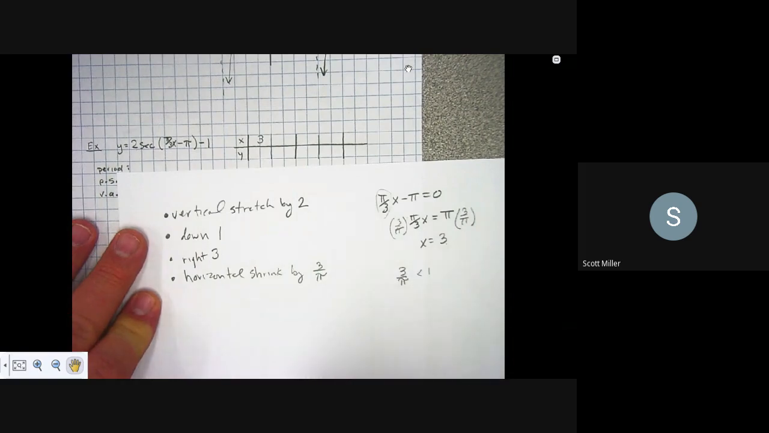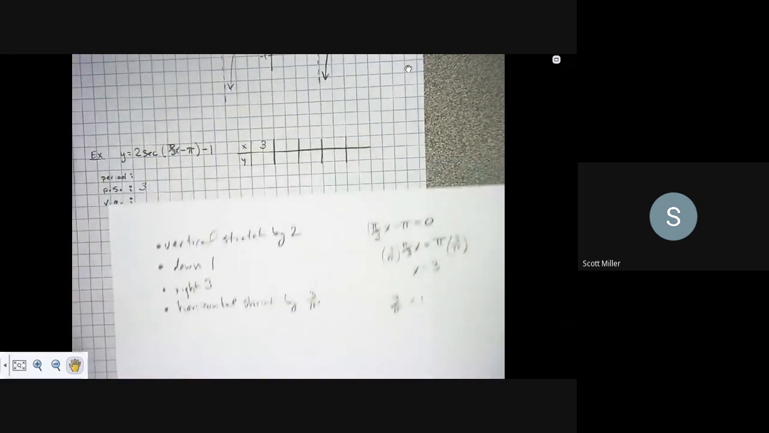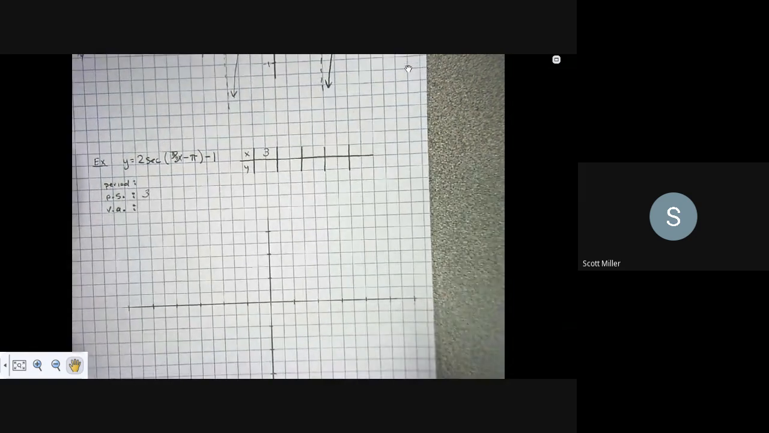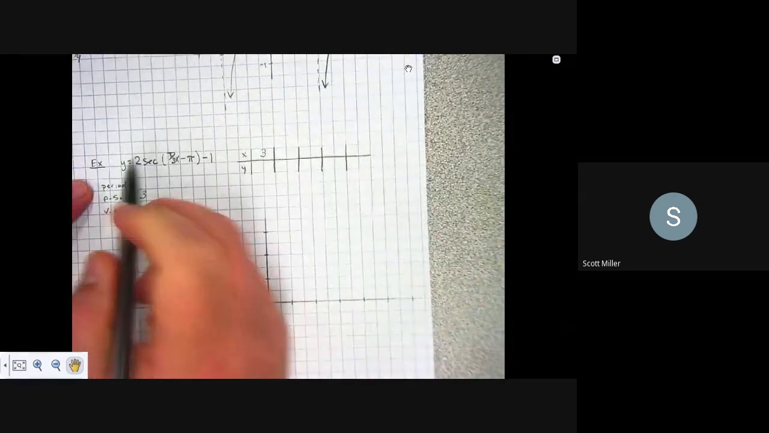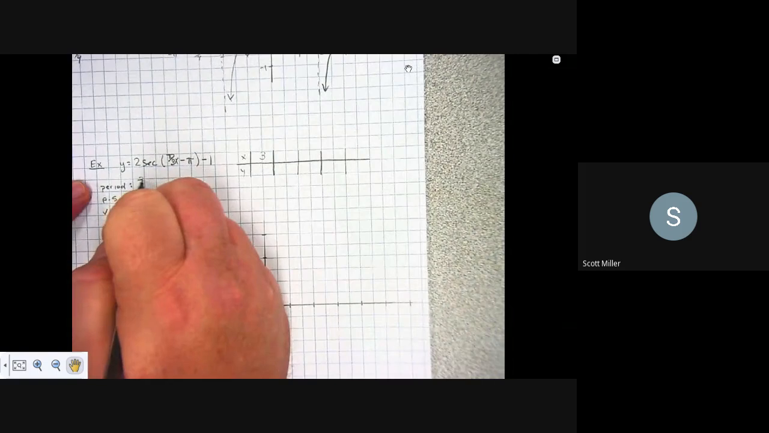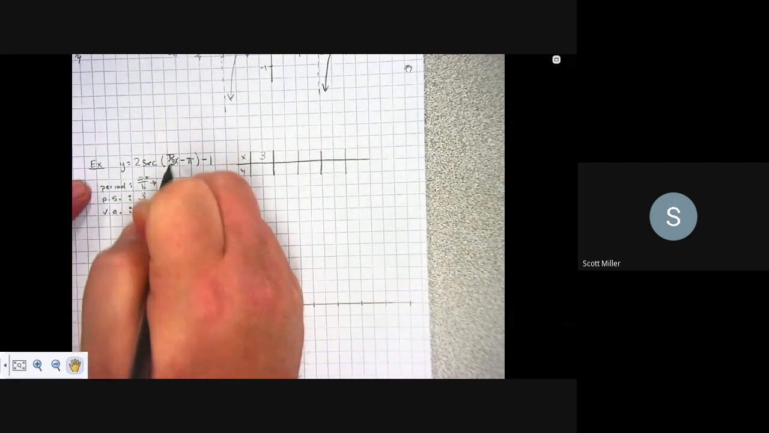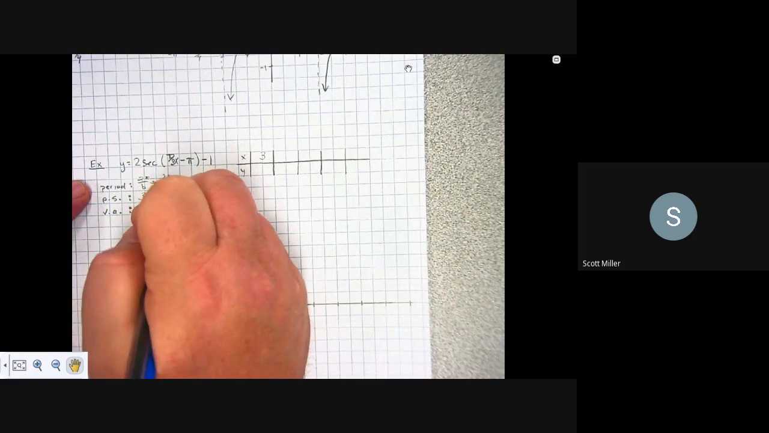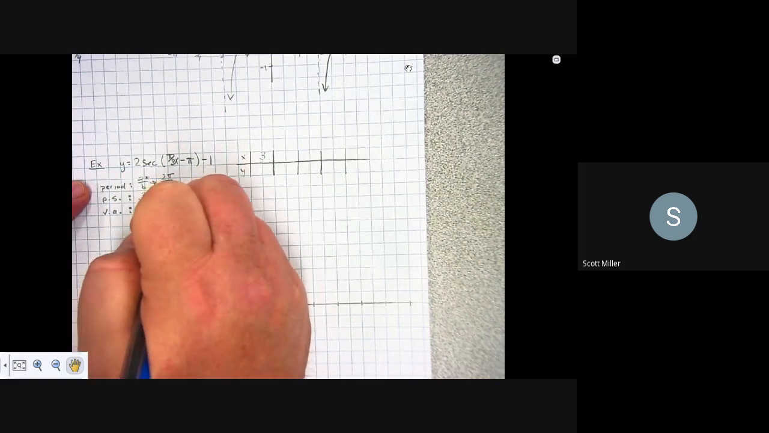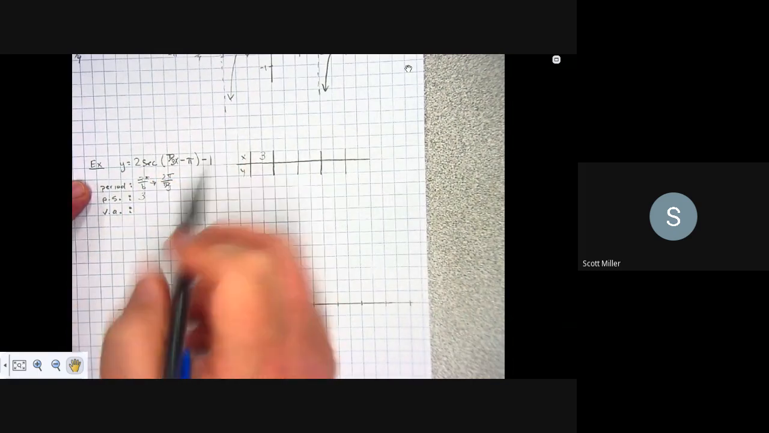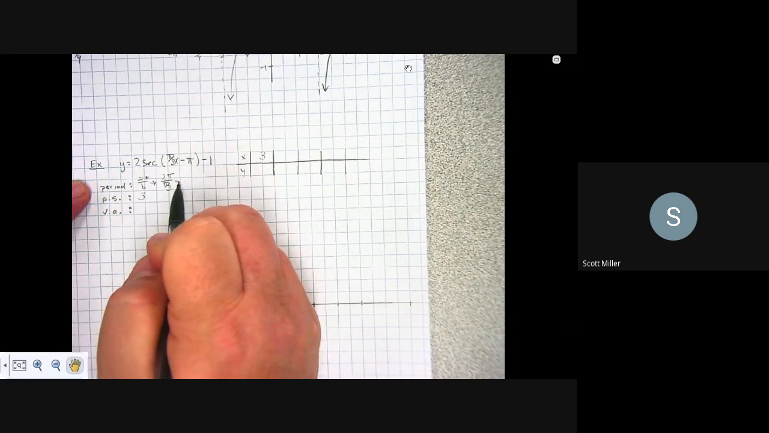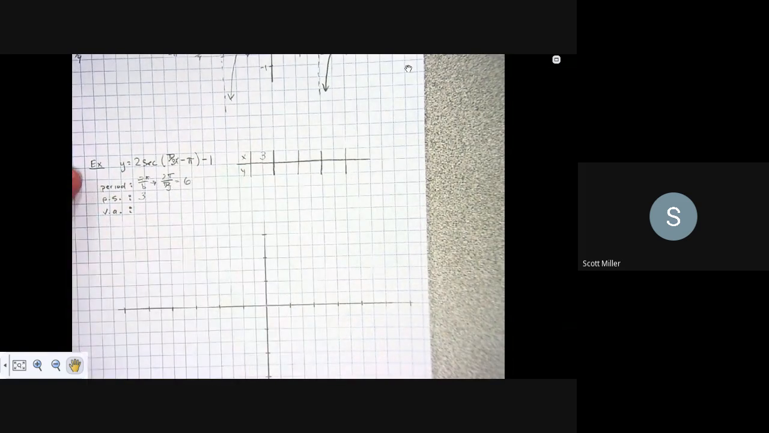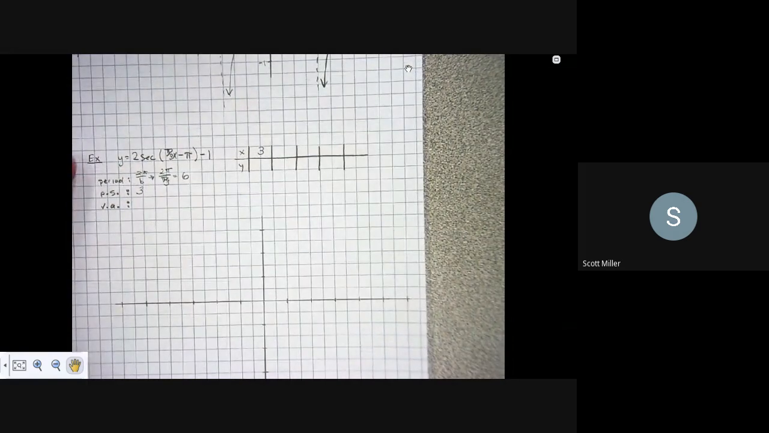Okay? So what's the period going to be? The period is secant, so it's 2 pi over b. B is that fraction right there, so it's 2 pi over 3. And when I flip this over and multiply, I end up with 6.